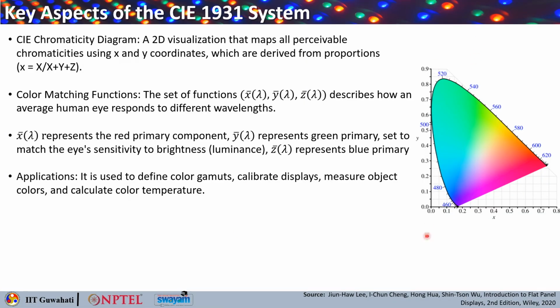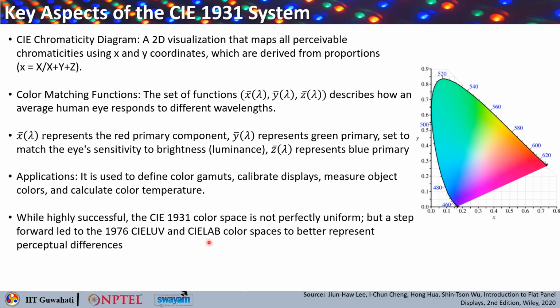This is how it typically looks. x ranges from 0 to 0.8 and y goes from 0 to 0.9, and this is a horseshoe kind of pattern. On the periphery you can see different wavelengths written. These are the monochromatic light wavelengths that you can see. So, 460 is blue, 620 is red, and 520 is green, where the luminance is the highest, something like that.